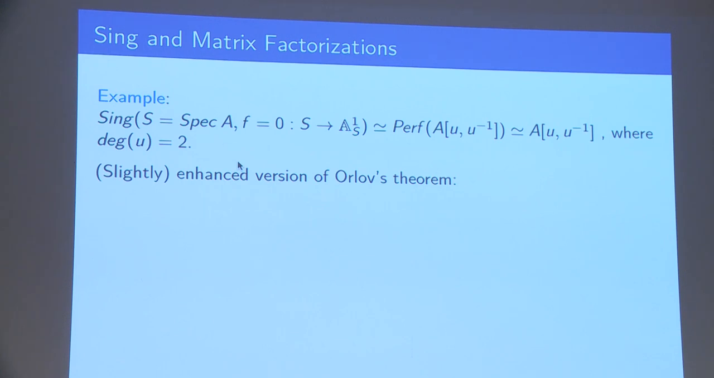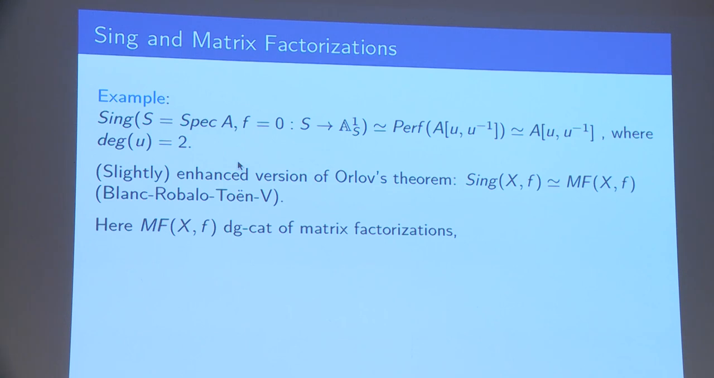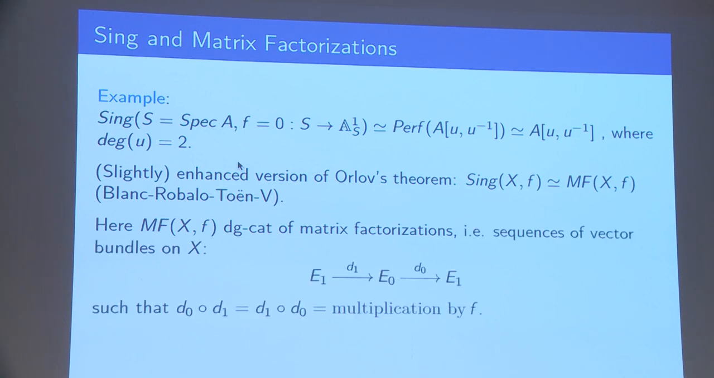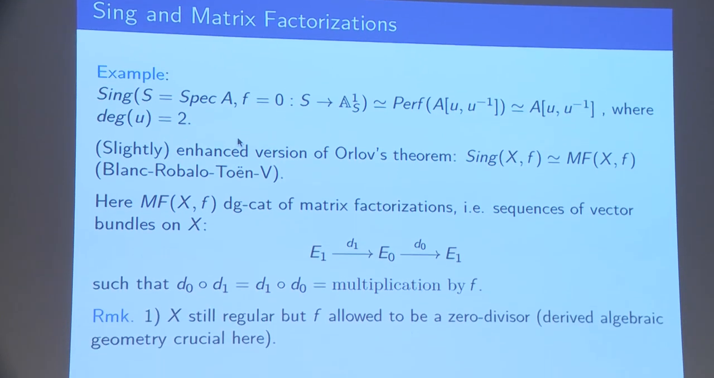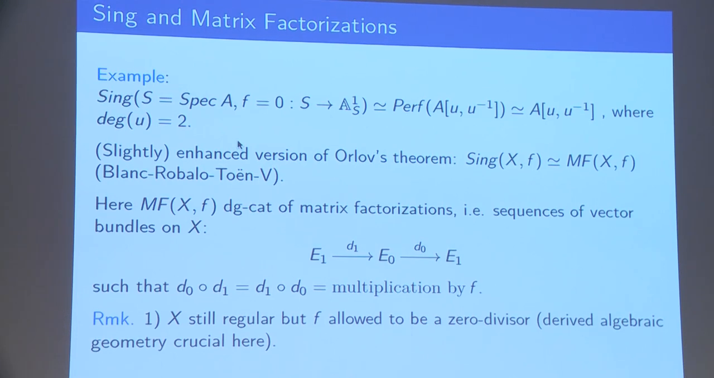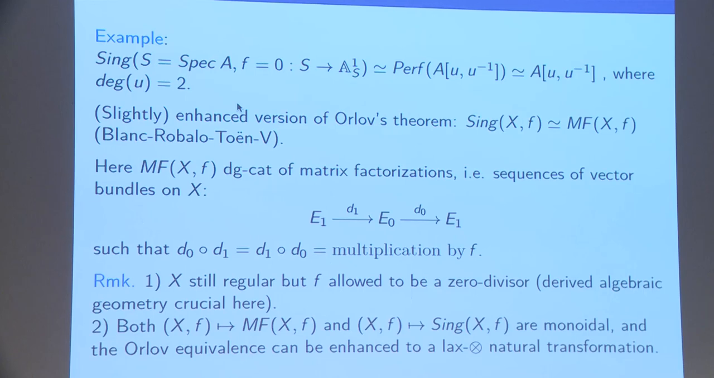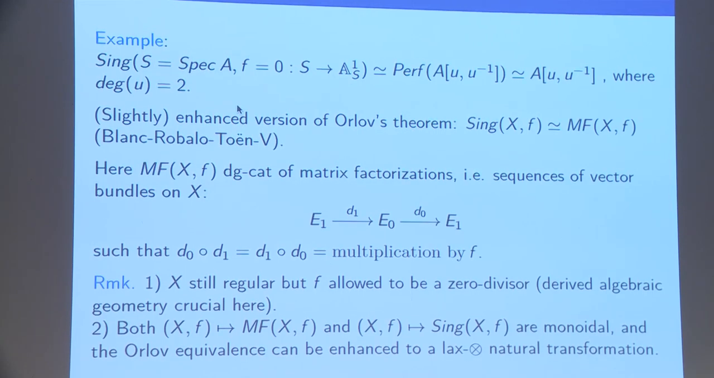Marco described a version of Orlov's theorem, that you have an equivalence between singularity categories and matrix factorizations. Matrix factorizations you already defined, so I will skip this, but you can read it. X is still regular, but f in this comparison is allowed to be a zero divisor also. And as Marco pointed out, these two functors, matrix factorizations and singularity categories, are monoidal, and the Orlov equivalence is, with appropriate hypotheses, an equivalence as a lax monoidal natural transformation.